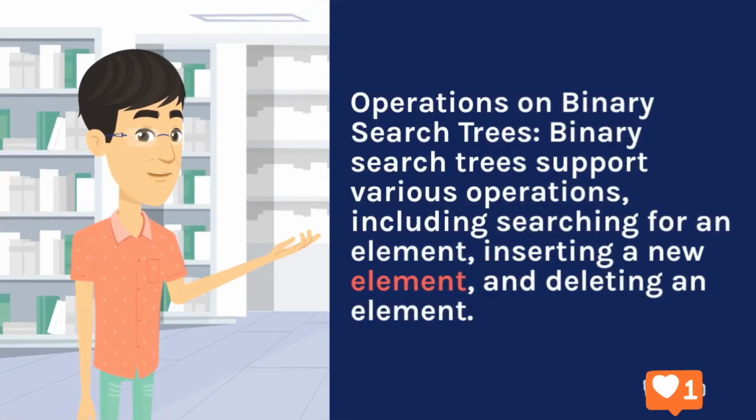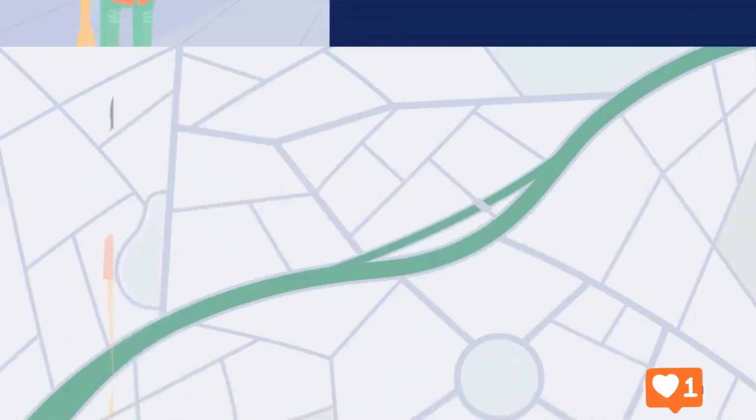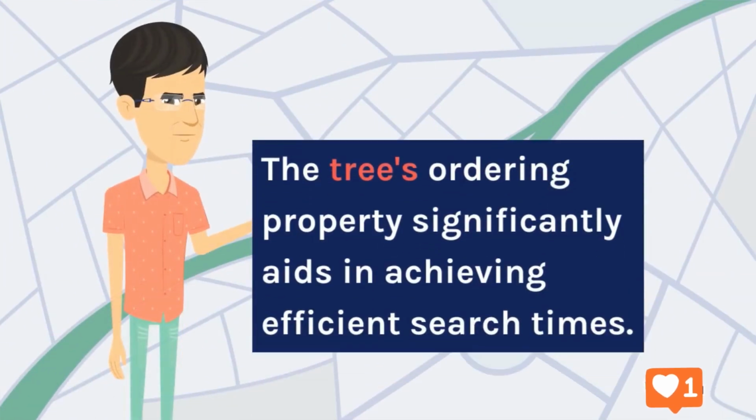Operations on binary search trees. Binary search trees support various operations, including searching for an element, inserting a new element, and deleting an element. The tree's ordering property significantly aids in achieving efficient search times.